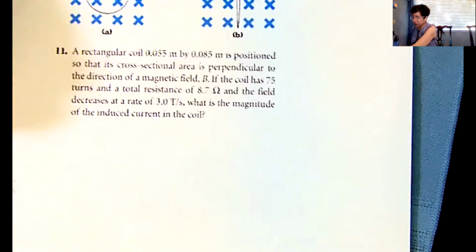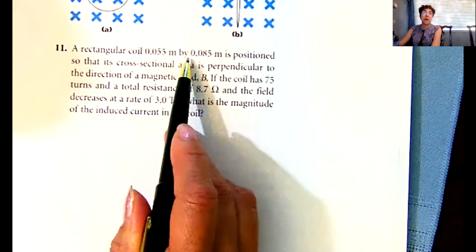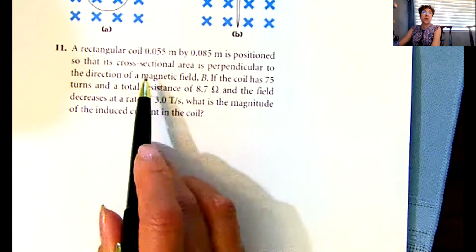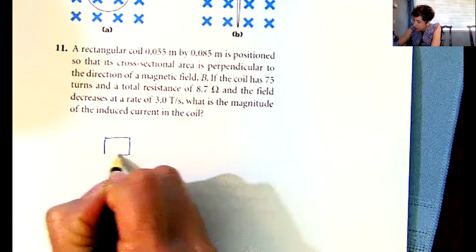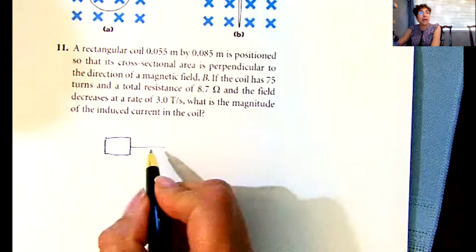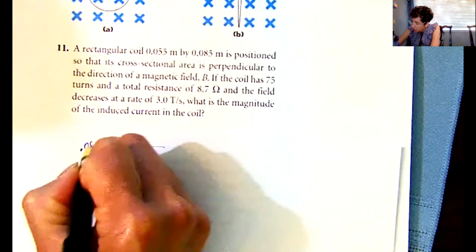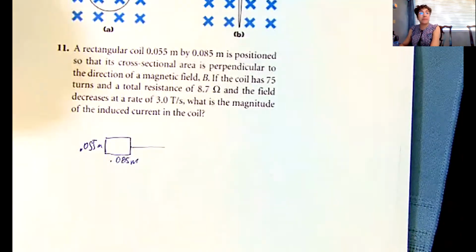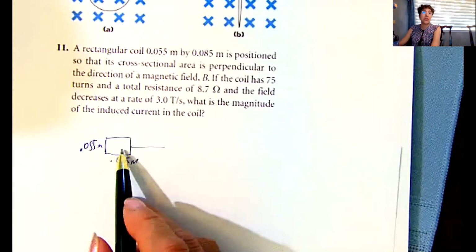Number 11. A rectangular coil, 0.055 meters by 0.085 meters, is positioned so its cross-sectional area is perpendicular to the direction of the magnetic field, B. All right, so I've got a coil, and it's 0.055 meters by 0.085 meters. And this is perpendicular to the direction of the magnetic field.